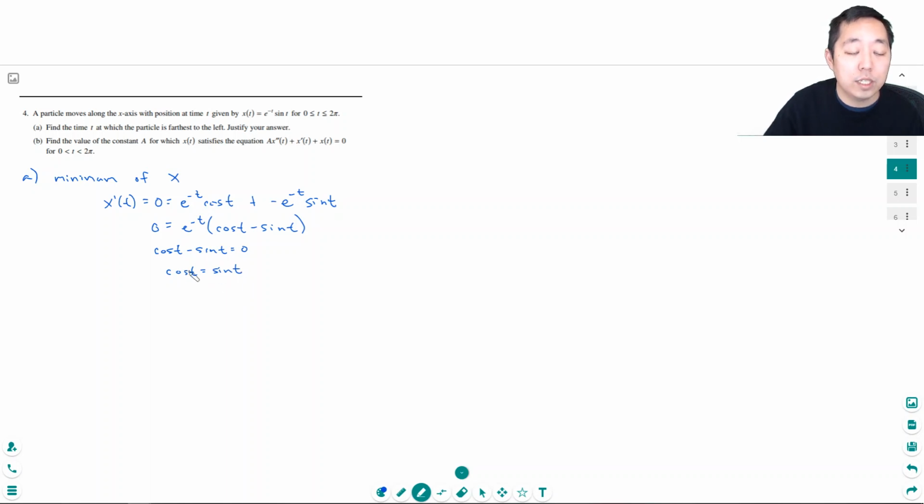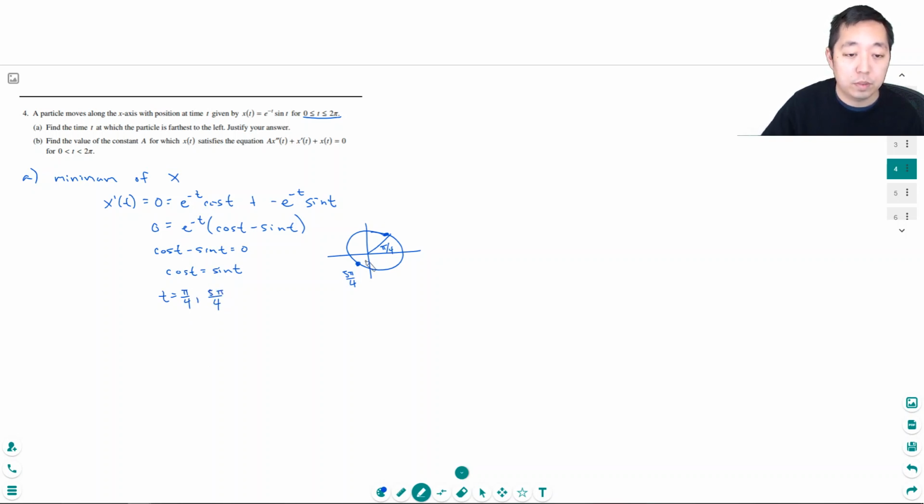Now, cosine and sine, you have to look at your unit circle. That's when the x and the y values are the same. That happens here and here, between 0 and 2 pi. I'm looking at pi over 4 here, and down over here, I'm looking at pi plus pi over 4, which is 5 pi over 4. So t is equal to pi over 4 and 5 pi over 4.